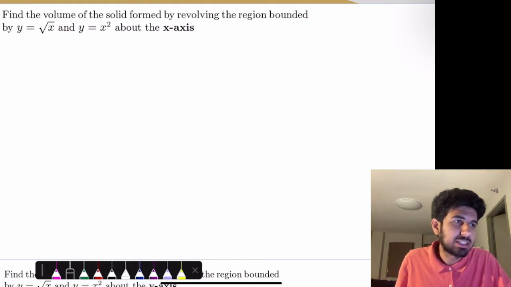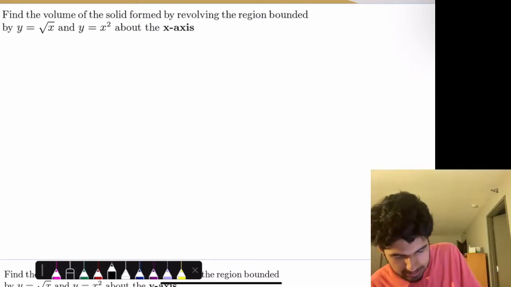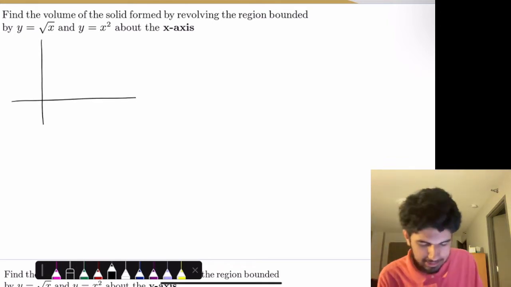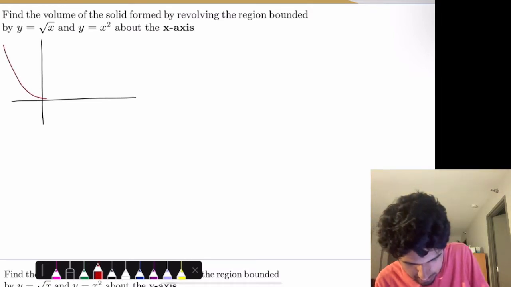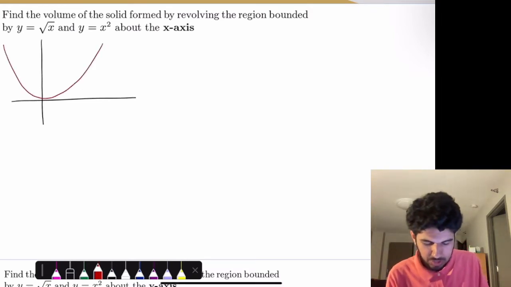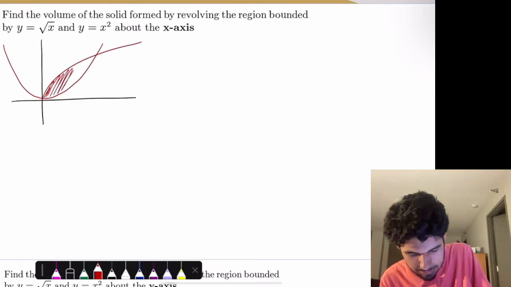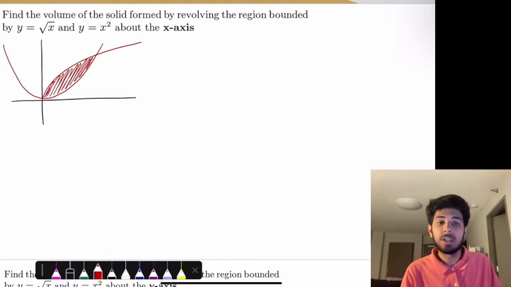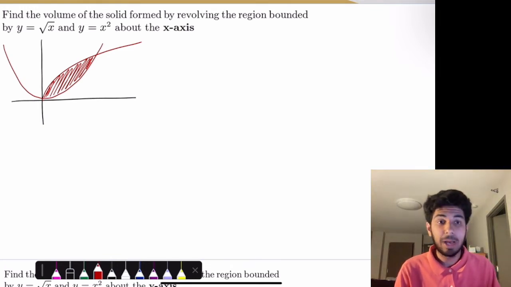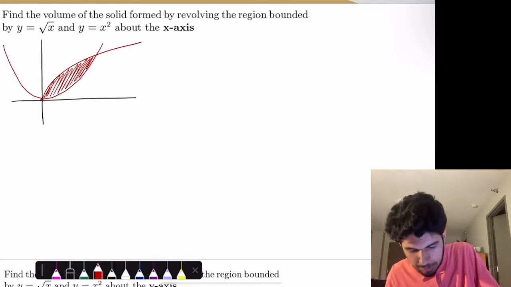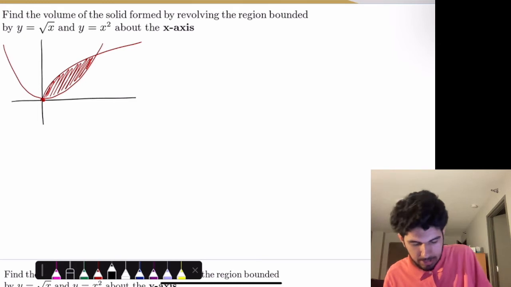So for me, I always like to at least sketch it out just to have some sort of visual. So let's do that. I have my coordinate axes here, and we'll graph x squared, which looks something like this. And then the square root of x looks something like that. So the region bounded between those is this red region. It's also helpful to find the points of intersection, because we know that will constitute our bounds of integration. So they both intersect at the origin, because square root of 0 is 0 and 0 squared is 0. So let's mark that down.